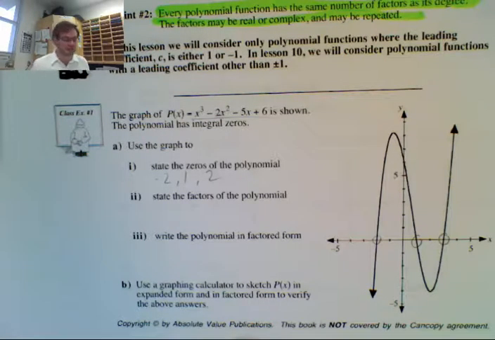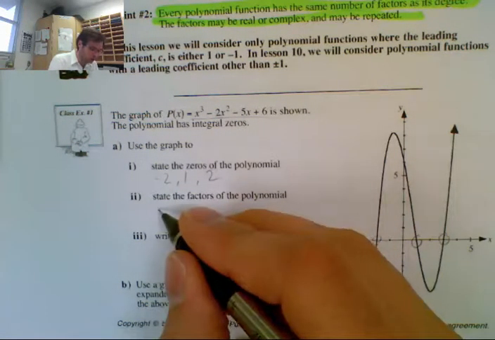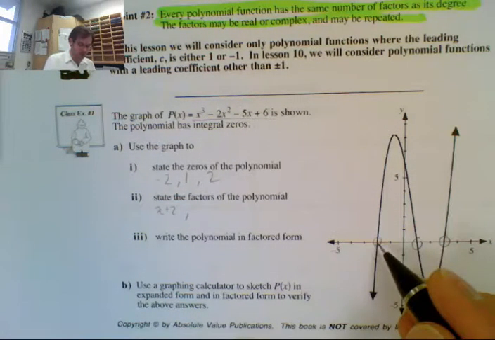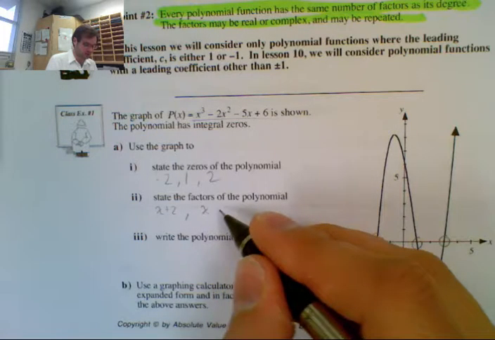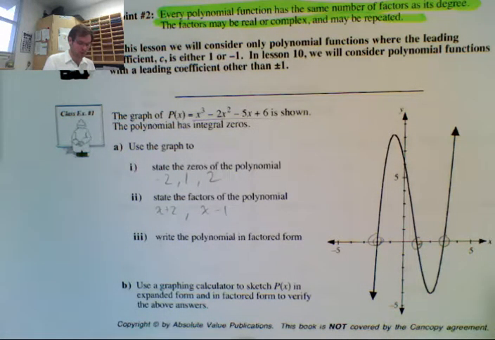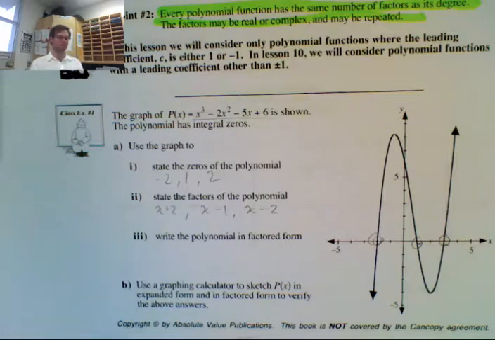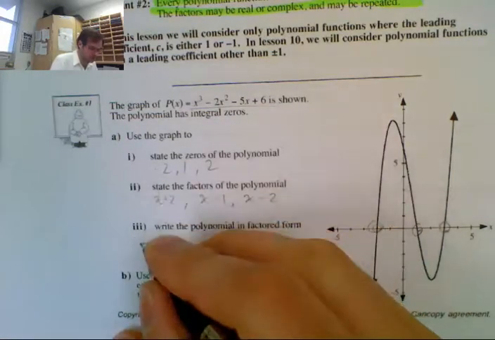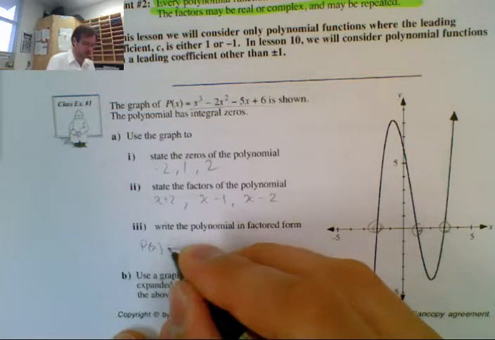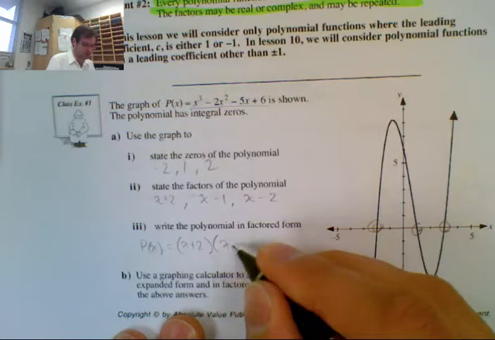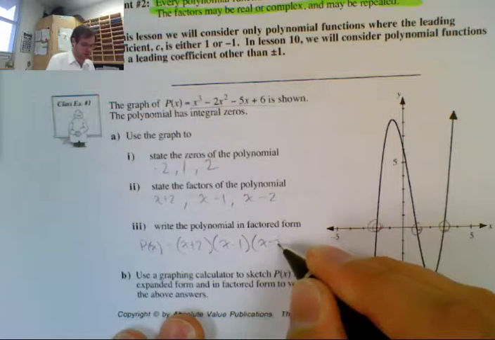Now, what are the factors of these? Well, that's going to be x plus 2 for this one here. We're going to have x minus 1 relating to this one. And this last one here is going to be x minus 2. Now it wants us to write the polynomial in factored form. So we're going to say the polynomial function p of x is equal to x plus 2 multiplied by x minus 1 multiplied by x minus 2.